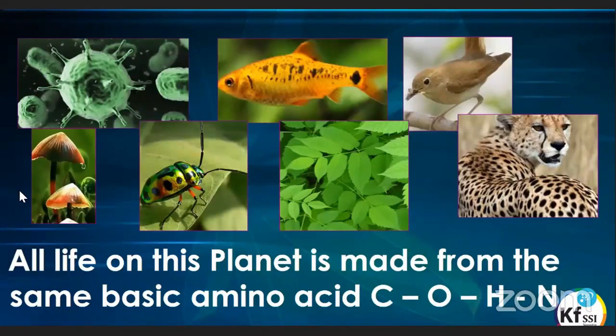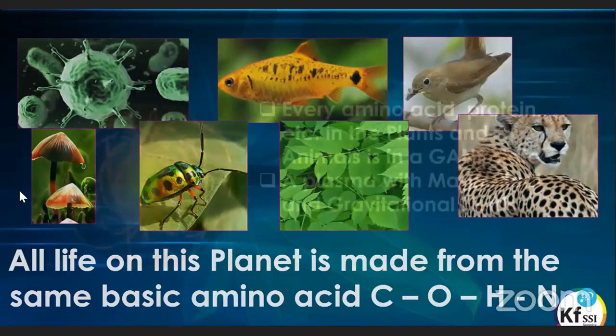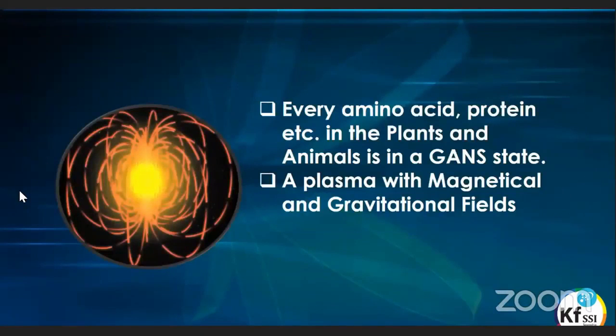So when we come back to this picture again, we can see that all life on this planet is made from the same basic amino acid structure. So it doesn't matter whether we're a human being, a fish, a tree, a bacteria, a mushroom, we're all based on the same amino acid structure. And every amino acid protein in the plants and the animals is in a GAN state. So it's a plasma which has magnetical and gravitational fields.